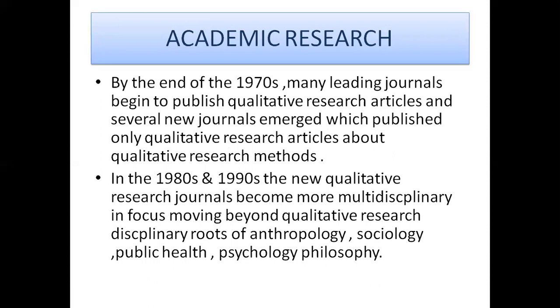Coming towards academic research, by the end of the 1970s, many leading journals began to publish qualitative research articles, and several new journals emerged which published only qualitative research articles about qualitative research methods. In the 1980s and 1990s, the new qualitative research journals became more multidisciplinary in focus, moving beyond qualitative research's disciplinary roots of anthropology, sociology, public health, psychology, and philosophy.